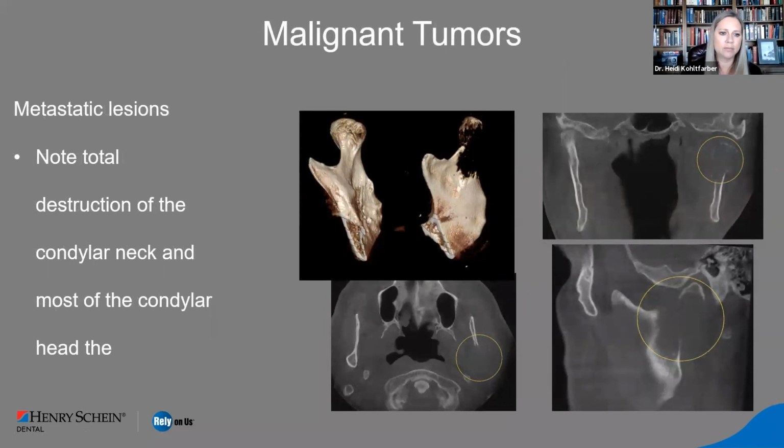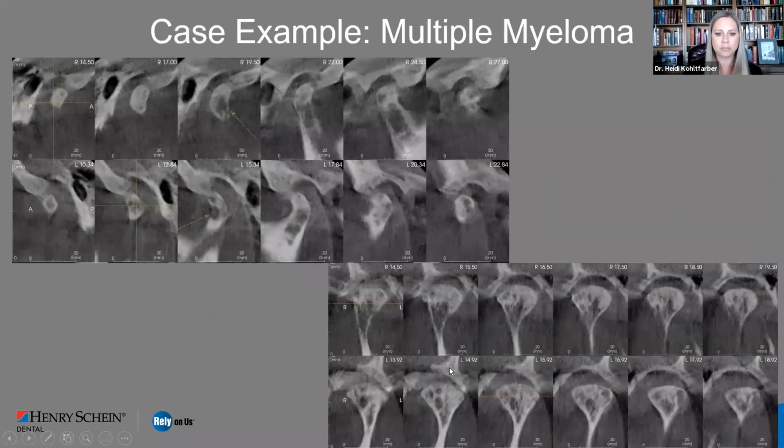Here's another one. This was a metastatic lesion. So if you're going through and you notice that you're just missing those cortical borders, it means that something has eroded through that. And so definitely we need to go on for additional imaging because we can't see exactly what's going on with our CBCTs. This patient had a history of multiple myeloma, and we can definitely see these multiple punched out lesions within the condylar head. So this is our multiple myeloma.